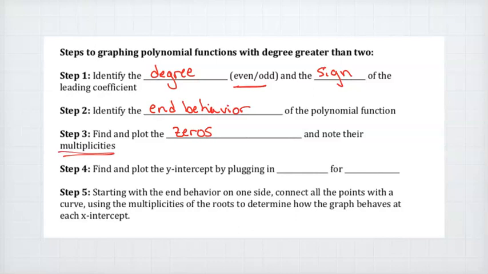You're going to find and plot the y-intercept by plugging in 0 for x. Like we find the y-intercept in any function, we always let x be 0. And then starting with the end behavior on one side, you're going to connect all your points with a curve. Nothing sharp, no corners, all curves. And then make sure you're using the multiplicities of each root. So it's a lot of words. Let's see how it works out.